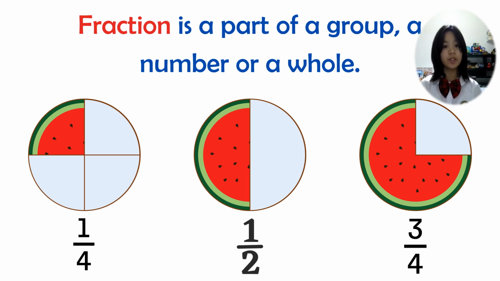For example, in the first photo, the whole is divided into 4 and we take one portion of it. The portion that we have or have taken is represented as 1/4. Another example is the second watermelon, which is divided into 2 halves. One part of the 2 halves is called 1/2. And in the third example, we took 3 parts of the 4 slices, so it is represented as 3/4.